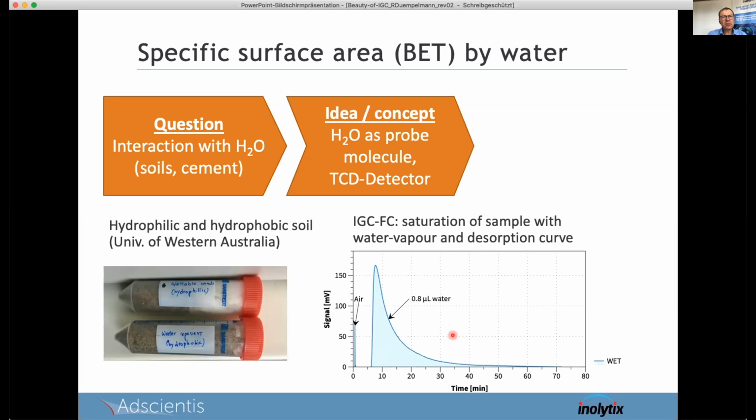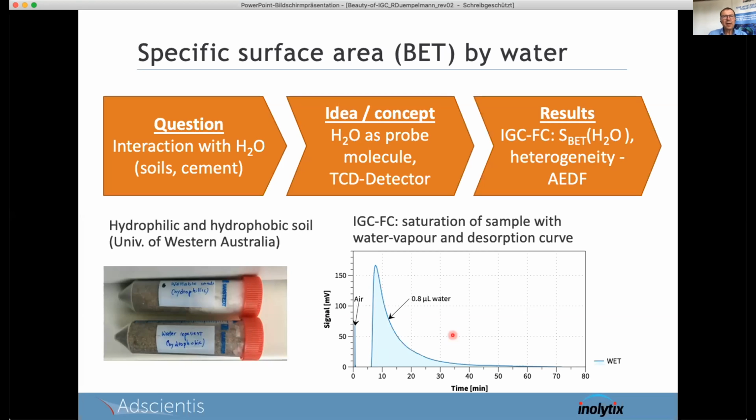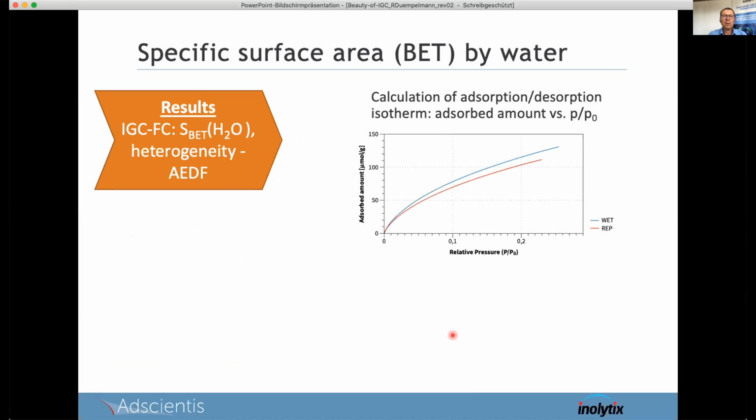The idea was really to use water. It can be injected, and the desorption curve can be interpreted, with analysis by a thermal conductivity detector, which is relatively easy to change also. And the question is, what about the specific surface area and maybe the heterogeneity of these two different samples? Here are the desorption curves, and you see already that the blue and the red curve are quite close. That's the absorbed amount at different relative pressures. And interesting here is that these curves can be interpreted in terms of BET.